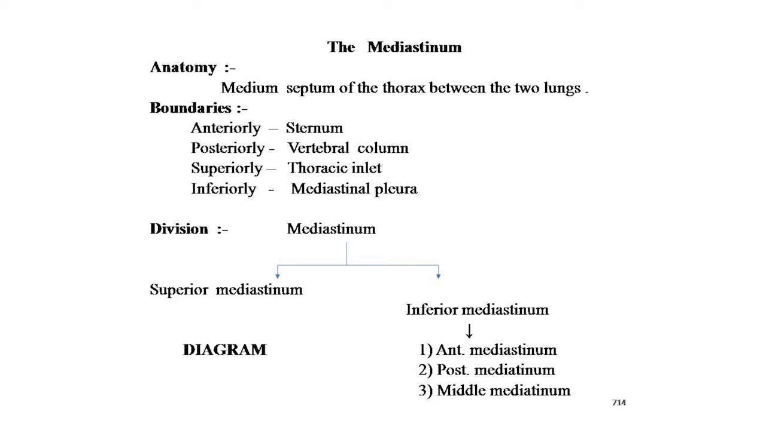It is a triangular area with its base on the diaphragm and is bounded in front by the anterior mediastinum, and the fourth is the posterior mediastinum. It is bounded anteriorly by the middle mediastinum and posteriorly by the anterior border of the bodies of the dorsal vertebrae. Now the mediastinum is the septum of the thorax between the two lungs. Boundaries of the mediastinum are anteriorly the sternum, posteriorly the vertebral column, superiorly the thoracic inlet, and inferiorly the mediastinal pleura. Division of the mediastinum is the superior mediastinum and inferior mediastinum. The inferior mediastinum is subdivided into 3 types: anterior mediastinum, posterior mediastinum, and middle mediastinum.